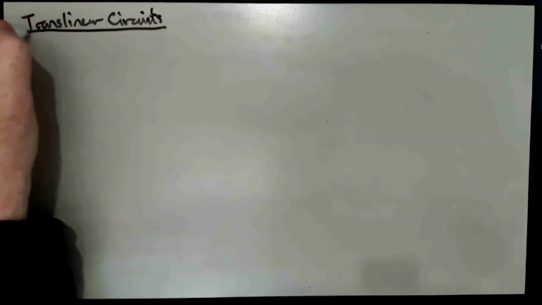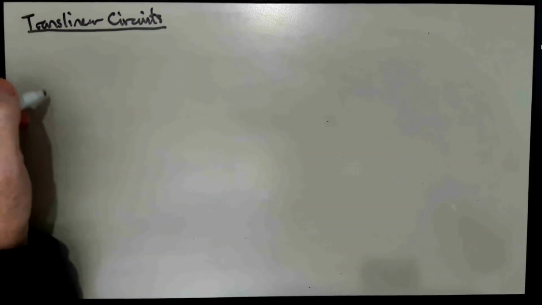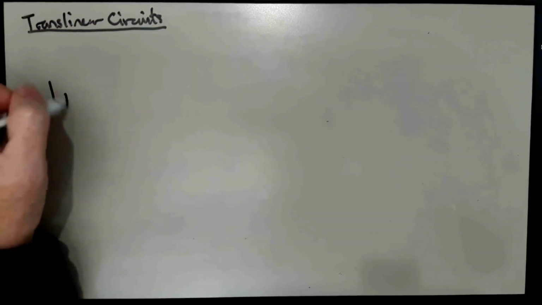Okay, in this segment we're going to look at some translinear circuits involving that 4-transistor translinear loop that we analyzed in the last segment. Okay, so our first one is going to look like this.